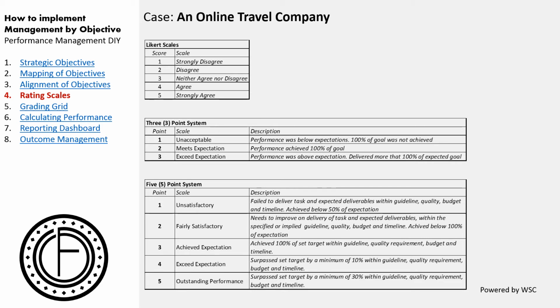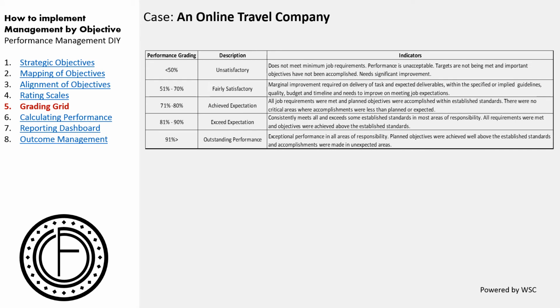Now, you need to decide which of these rating scales would work for your organization, and it also depends on the kind of culture you're trying to build around performance monitoring, and also driving performance from a general point of view. So the next thing we'll be discussing will be your grading grid.